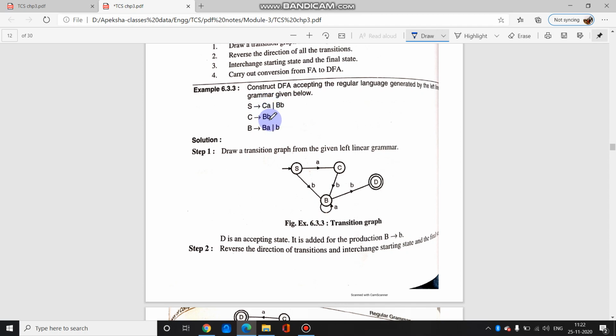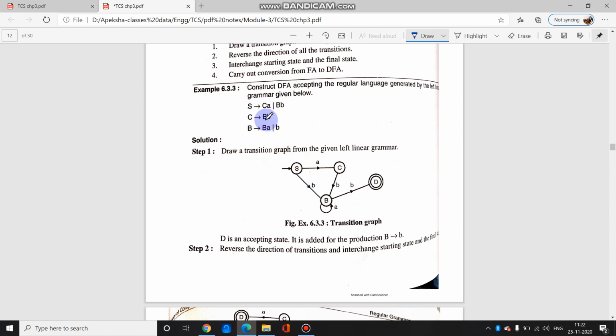So these are the productions given. So ये जो productions दिया है उसके basis पे we are drawing the graph over here. See, S gives CA, so S gives CA. ये रहा S on input A goes to C. Similarly, S on input B is going to B. So S on input B is going to B.